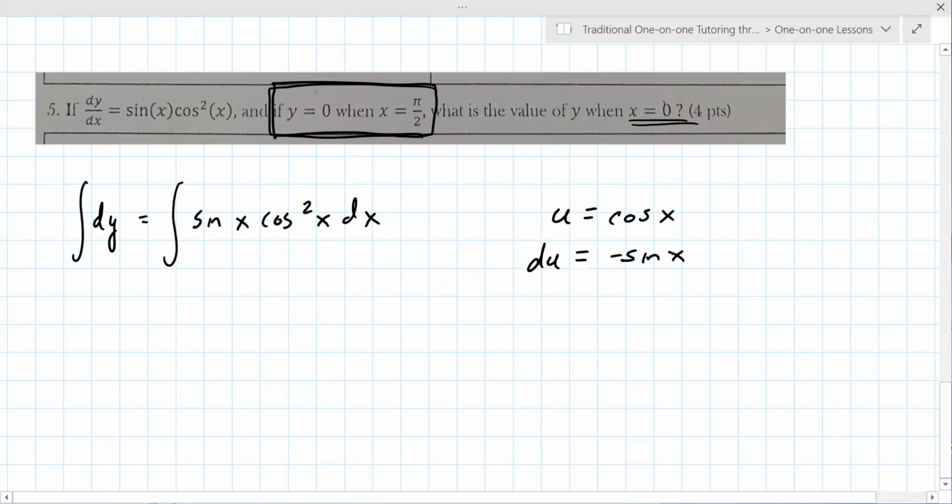Would the 2 above the cosine be there? No, it's just cosine. You could make it cosine squared, but that would also lead you down the wrong path.